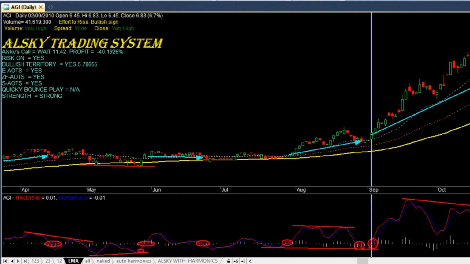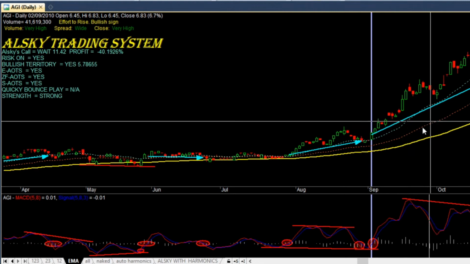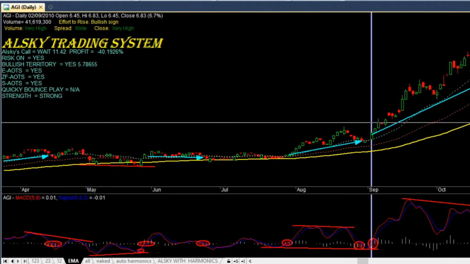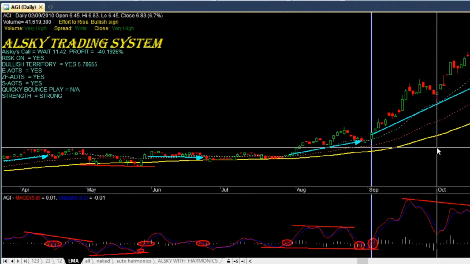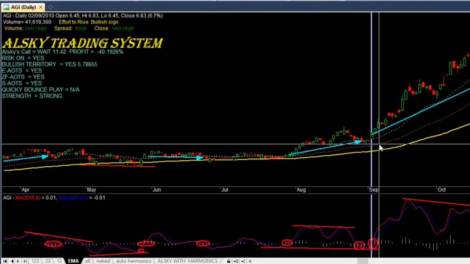So we have a buy signal. By the way, my EMAs are 20 EMA, 50 EMA, and 100 EMA. So yan yung tatlong EMAs gamit natin sa E-Aots trend following strategy.